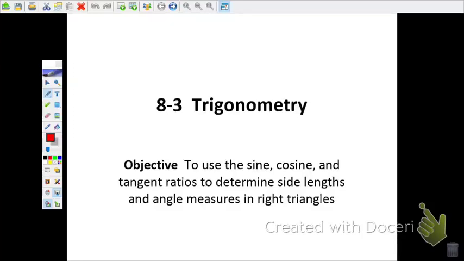Today we are going to start section 3 of chapter 8, which is working with some trigonometry functions. So we're going to be using sine, cosine, and tangent ratios. Ratios are fractions to be able to determine side lengths and angle measures. So today we're going to work with just the side lengths, and then next week we will work with finding angle measures.